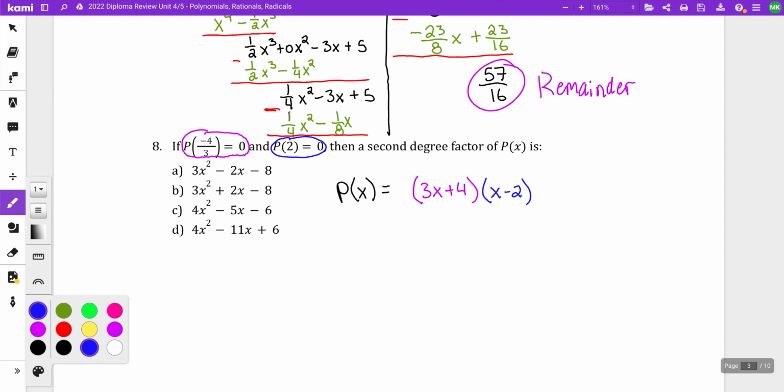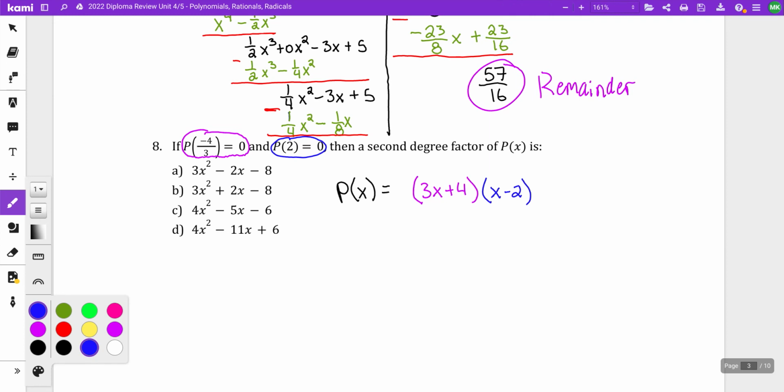I know that, right? Because if I put this into the first brackets, the 3 divided by 3 would cancel out. Negative 4 plus 4 would equal 0. It would give me an x-intercept. If I put 2 into the second brackets, 2 minus 2 would be 0. That gives me an x-intercept. So these two things told me that this exists.